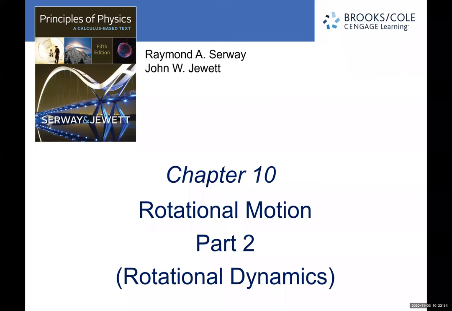All right, guys. So this is part two of chapter 10, which is on rotational motion. But this one is going to be on rotational dynamics. Part one was rotational kinematics, which basically described how the object is rotating. So we learned about the rigid object and how it's rotating, what type of measurements we can do, being able to measure displacement or angular velocity or angular acceleration and how those variables relate to the linear velocity, acceleration and displacement.